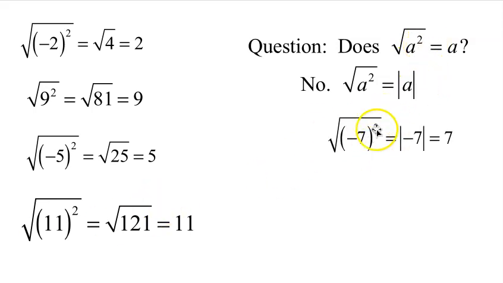So the square root of negative 7 squared would be the absolute value of negative 7, which is 7, which is, of course, true. Negative 7 quantity squared is 49. Its square root is positive 7. So that was a discussion on square roots.